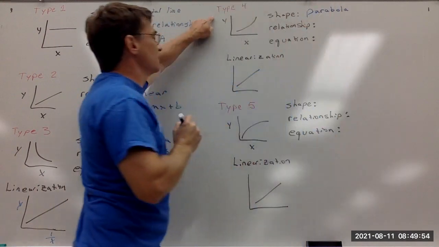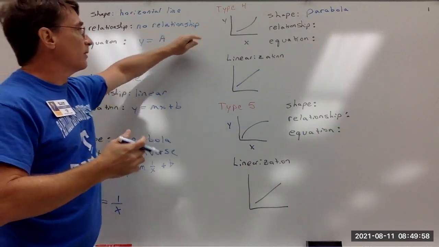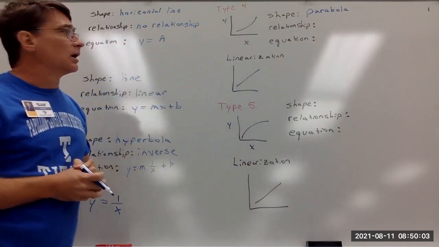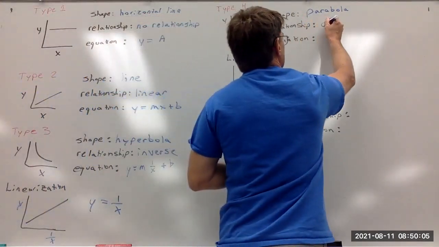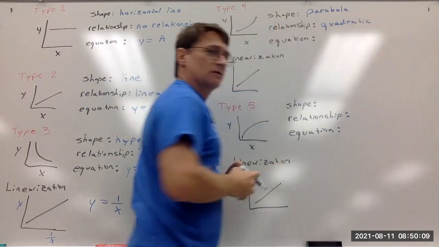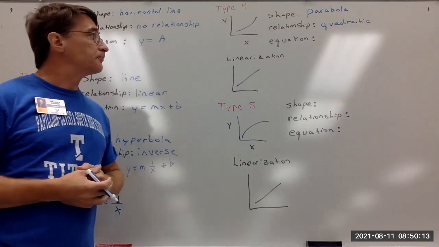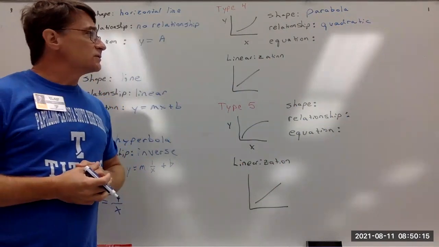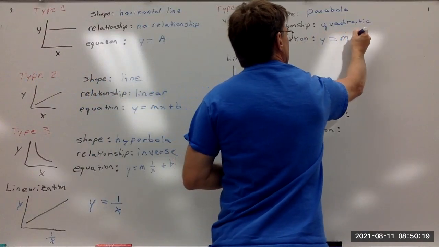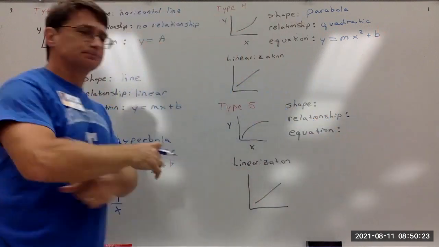Incidentally, we never call them type 1, type 2, type 3, type 4, and type 5. We just call them by what they are, as a parabolic graph. The relationship is a quadratic relationship. You know that. Quadratic relationships are your favorites. You know from math class that quadratic relationships produce parabolas when you graph them. The equation: y equals mx squared plus b.